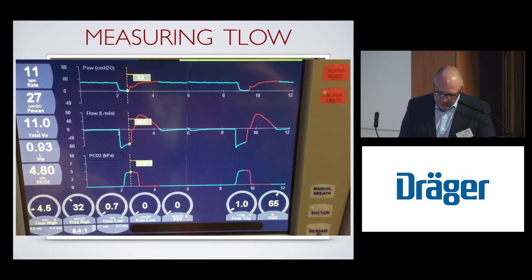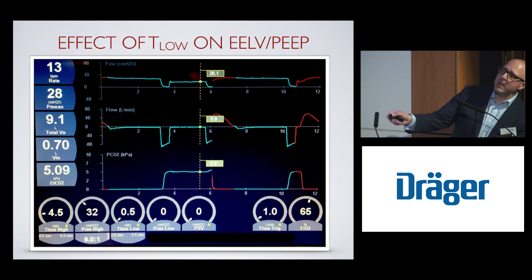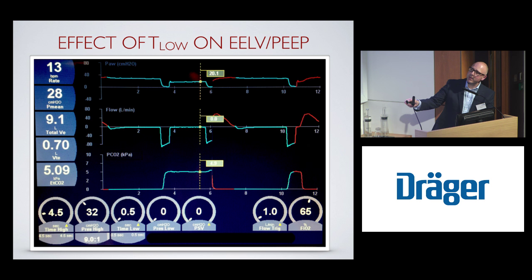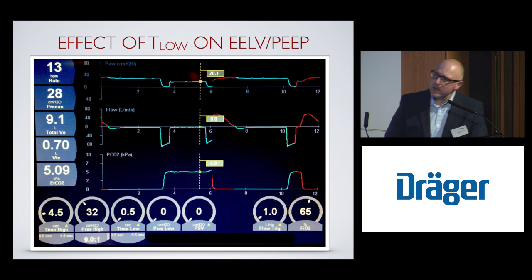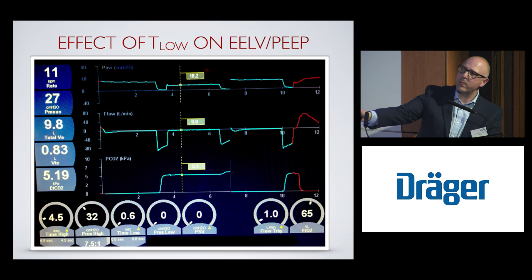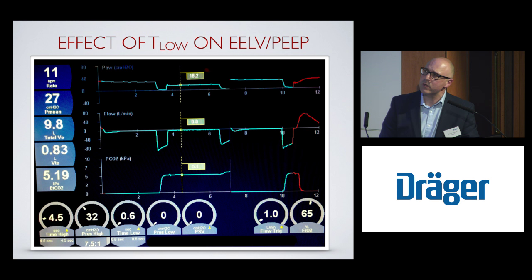So the thing is that when you do an expiratory hold there, obviously you can calculate the static intrinsic pressure that you generate by the T-low. The T-low of 0.5, let's say, in this patient has generated an intrinsic peak of 20. And if we release the T-low a little bit longer, obviously we lose that pressure. And if we do it long enough, the lung will deflate. So we need to make sure that the T-low is always 75% to maintain the end expiratory lung volume.